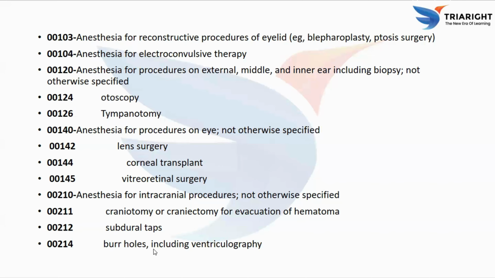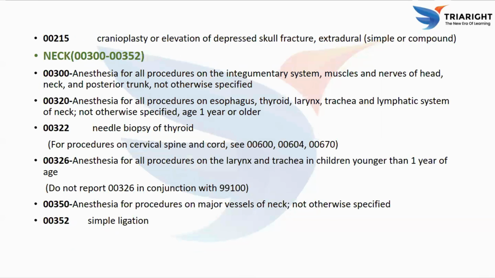And 00214 is burr holes including ventriculography. These are small holes drilled into the skull. So whenever anesthesia is given for drilling small holes into the skull, you have to assign the code 00214. And next, 00215: cranioplasty or elevation of a depressed skull fracture, as well as extradural, that is outside the brain covering. It can be simple or compound. So this is anesthesia given when surgeons repair the skull or lift a sunken skull fracture. So this is about the head code ranges.